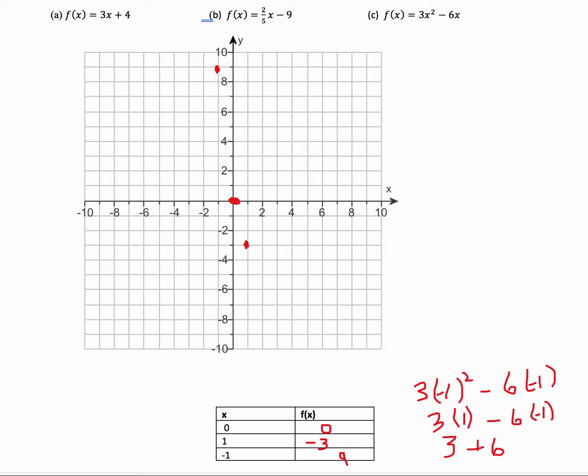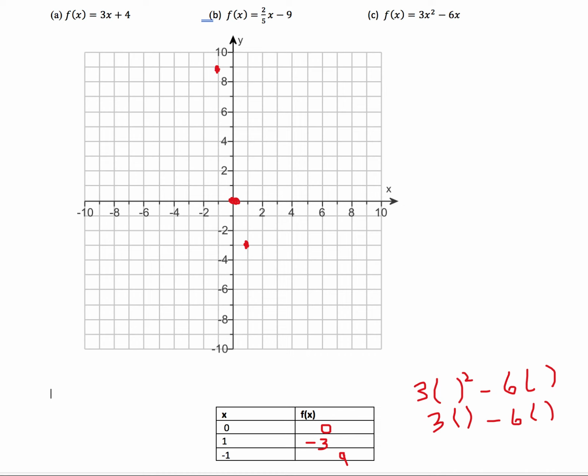Now I can see that this is not a straight line. It's starting to curve just a little bit. I think I'm going to need to do maybe one more point on this just to get a feel for where things are at. I'm not exactly sure what this thing is going to look like, and you may have to do that. So I think I'm going to add a 2. Let's see what happens at 2.